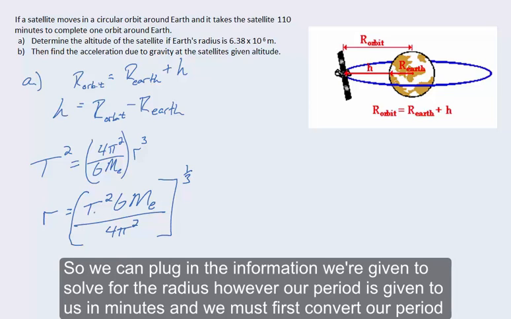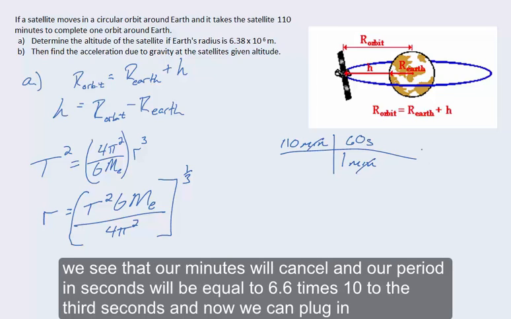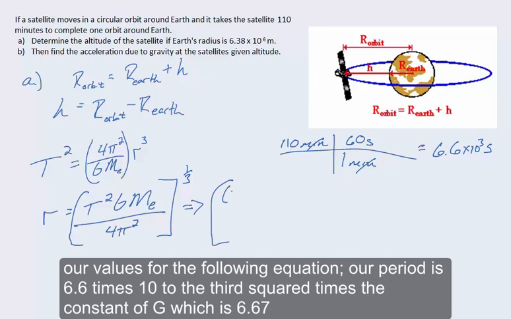However, our period is given to us in minutes, and we must first convert our period into seconds. It takes 110 minutes to complete one orbit around Earth, and for 1 minute, there are 60 seconds. You see that our minutes will cancel, and our period in seconds will be equal to 6.6 times 10 to the 3rd seconds. And now we can plug in our values for the following equation.